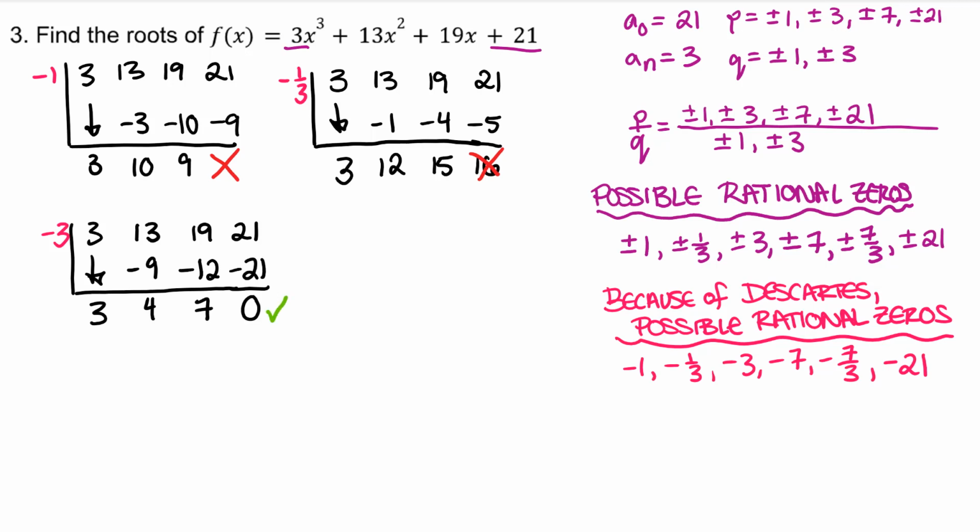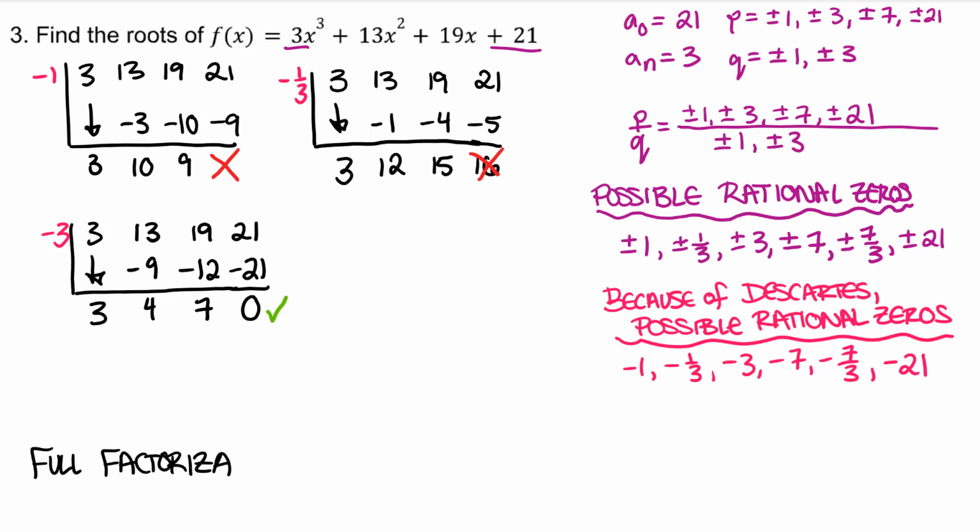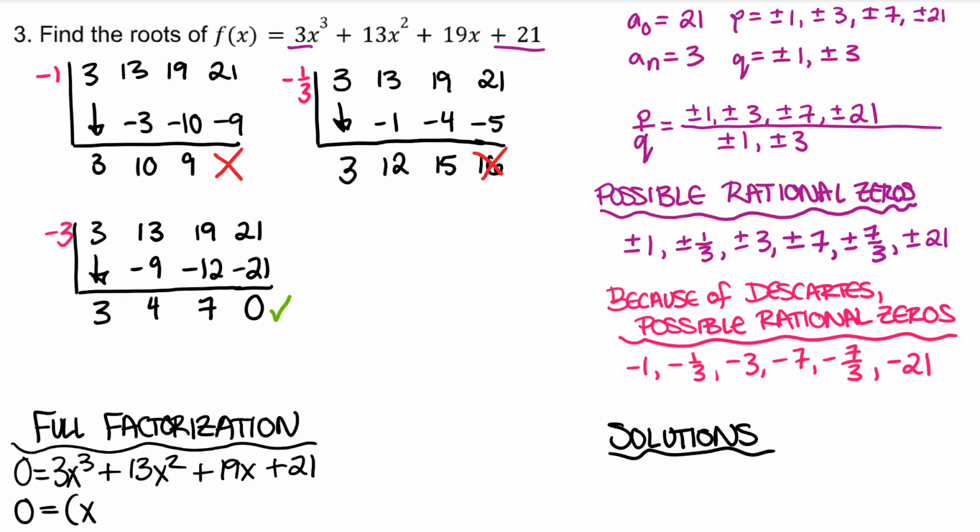Yay, we found our solution is -3, which means our factor is x plus 3, based on the factor theorem. And what do you get when you divide this polynomial by x plus 3? You get 3, 4, 7. So let's go ahead and write that as a polynomial: 3x squared plus 4x plus 7. Finding that first rational zero unlocked our new quadratic factor of 3x squared plus 4x plus 7.